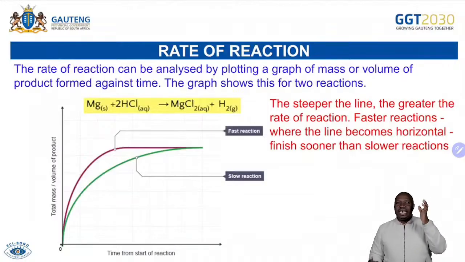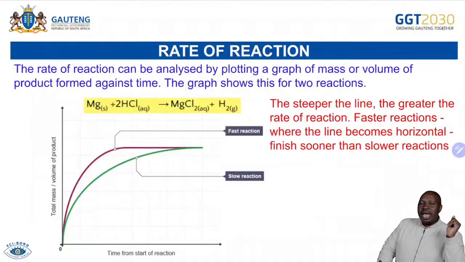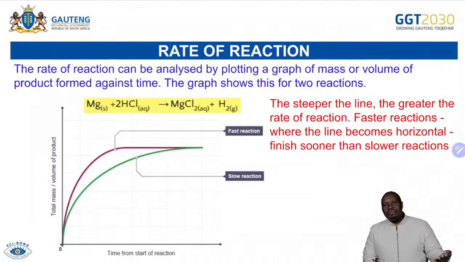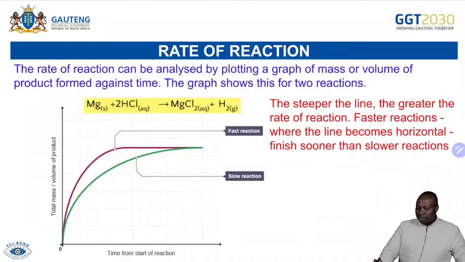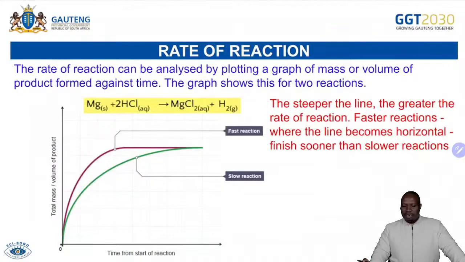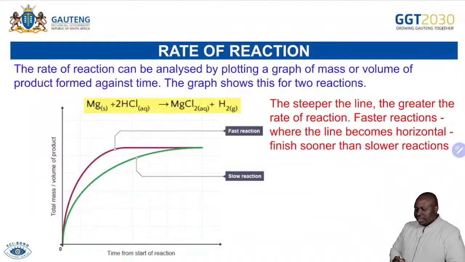Now, remember we said there are factors that affect the rate of reaction, and those factors are temperature, concentration, surface area, nature of reactants, catalyst, and pressure. 6 of them. Always remember how they affect the rate of reaction. So for the fastest reaction, the curve becomes steeper. The steeper the line, the greater the reaction rate.